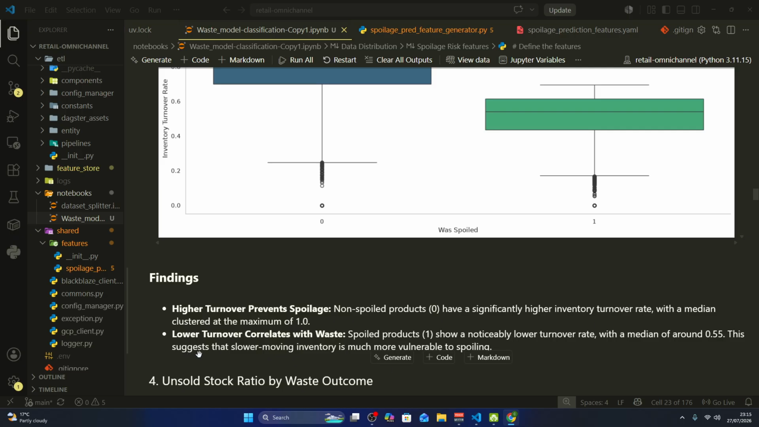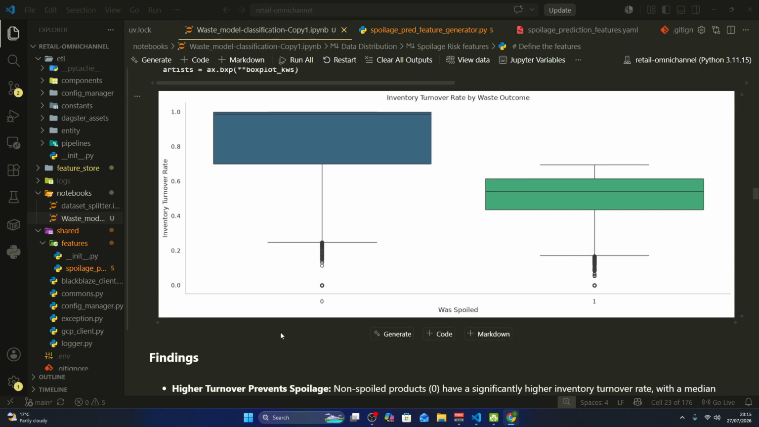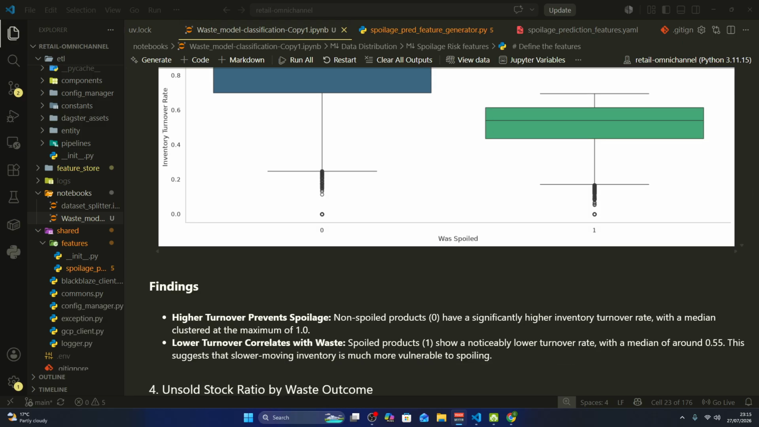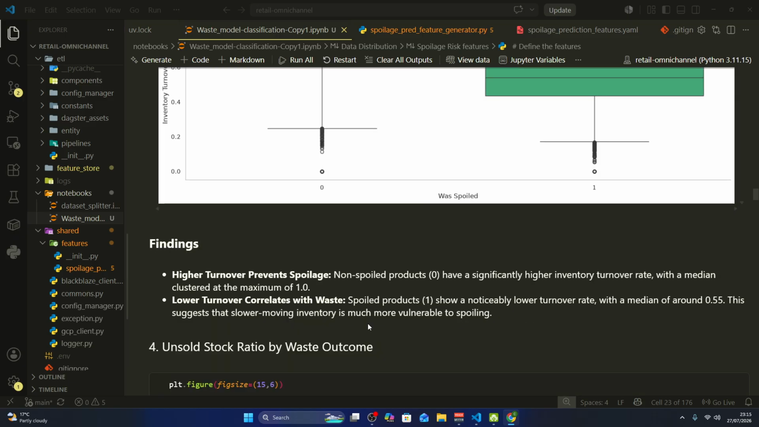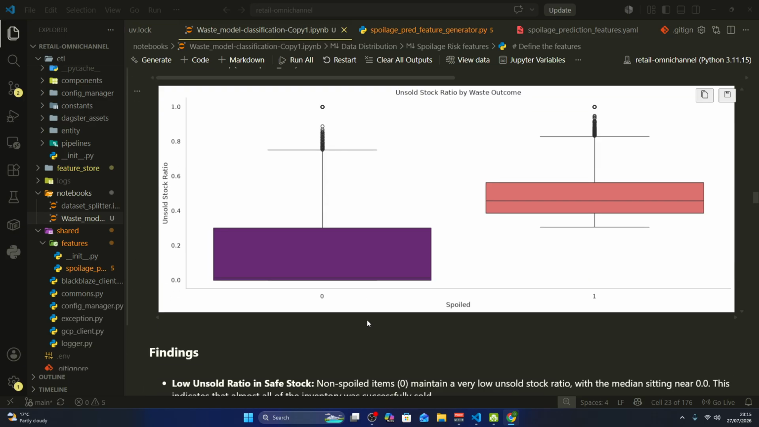So that means that the slower moving inventory is much more vulnerable to spoiling, which is the case because if the products are not moving as fast as we intend them to, then definitely we are going to have spoilage. So for such products, again, what I was saying, build a second model for demand. Then we can offer markdown for such products so that instead of them getting spoiled, we can sell them to clear them out.